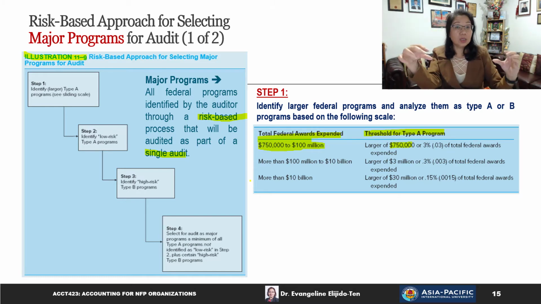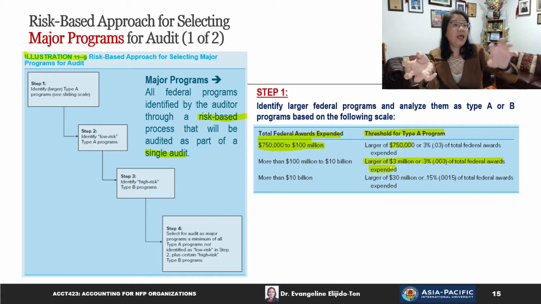Now, if the total award expended is between more than $100 million to $10 billion, the threshold for Type A program would be the larger of $3 million or 0.3% of the total federal awards expended. So, if your total award is for $10 billion and one program received $750,000 or $1 million or $2 million, those programs will be considered non-Type A.